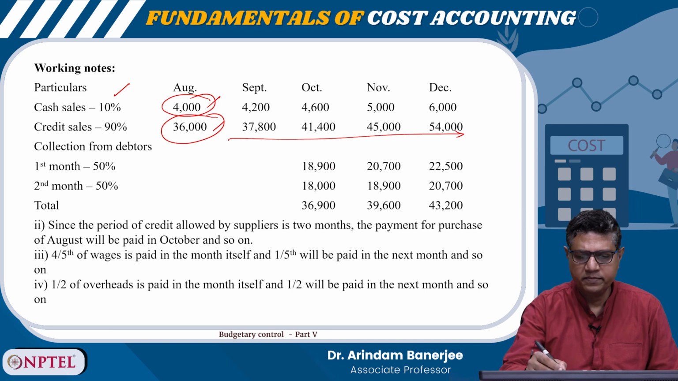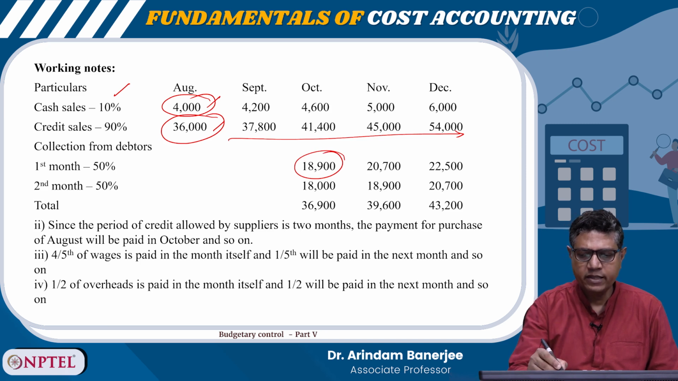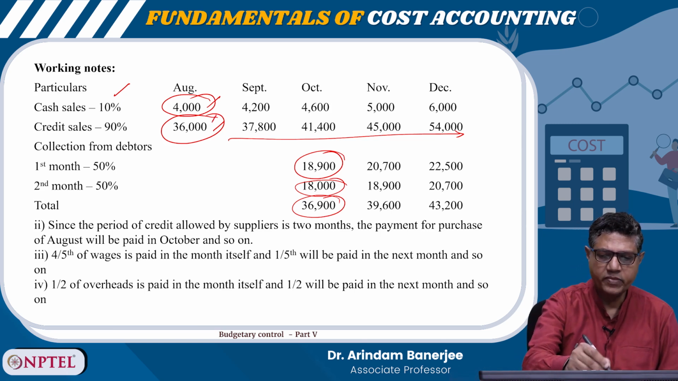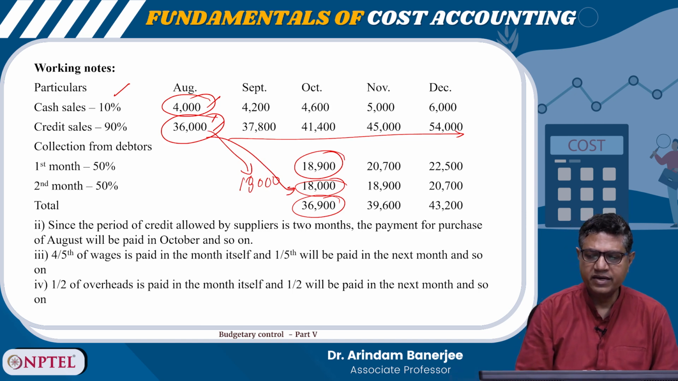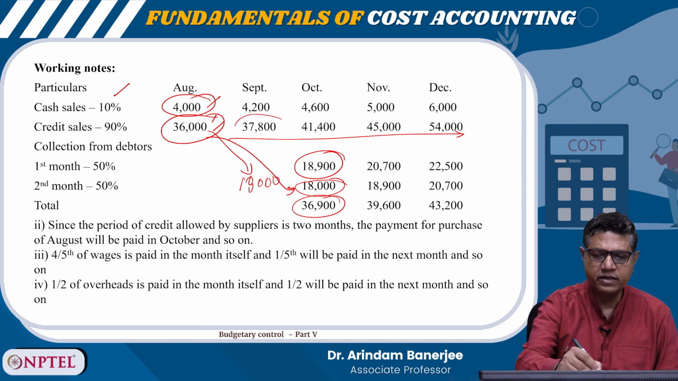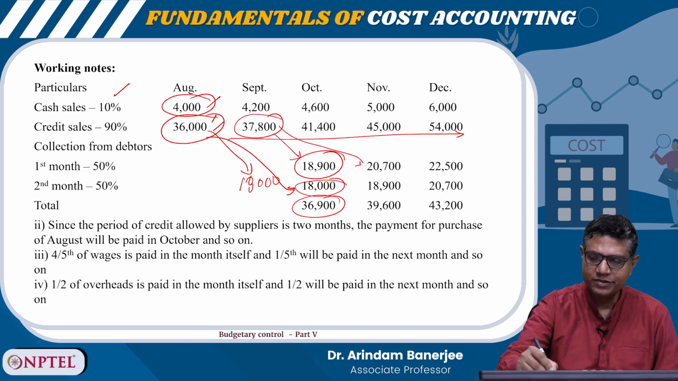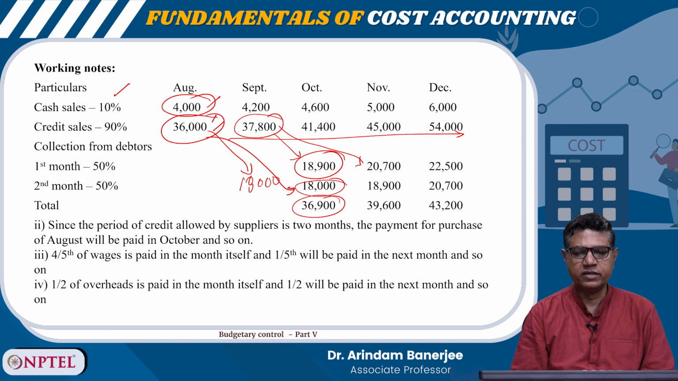So it is coming to 18,900 here for the month of October, and 18,000 in the second month, total is 36,900. Out of this 36,000, 18,000 he will collect in September and another 18,000 he will collect here. For 37,800, 50% again he will collect here and 50% will go to this month. Fine. So like this the calculations will happen.